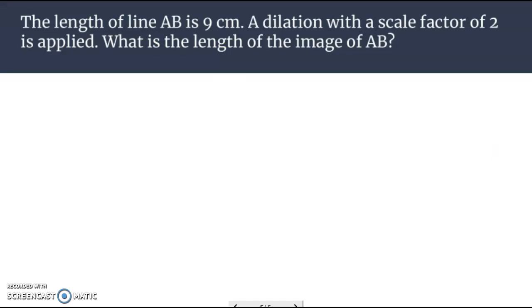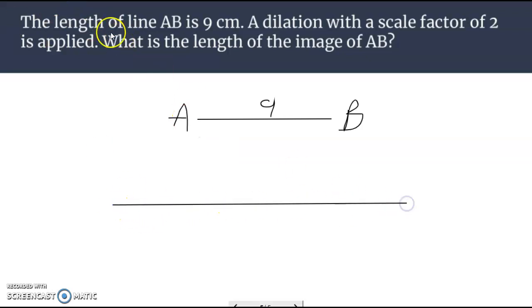Alright, look at one more here. It says the length of line AB is 9 centimeters. Line AB. And we're going to apply a scale factor of 2. Alright, scale factor of 2 would double the length of the line, so this line is approximately double. Call it A prime, B prime, because it's a dilated image. And 9 times 2 is 18. So we went from 9 centimeters to 18 centimeters if we have a scale factor of 2.